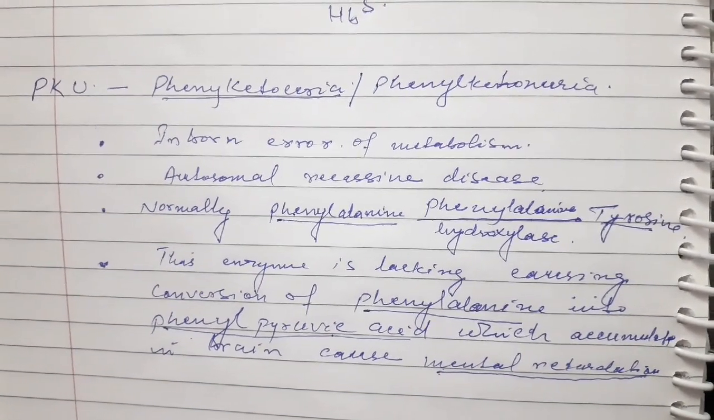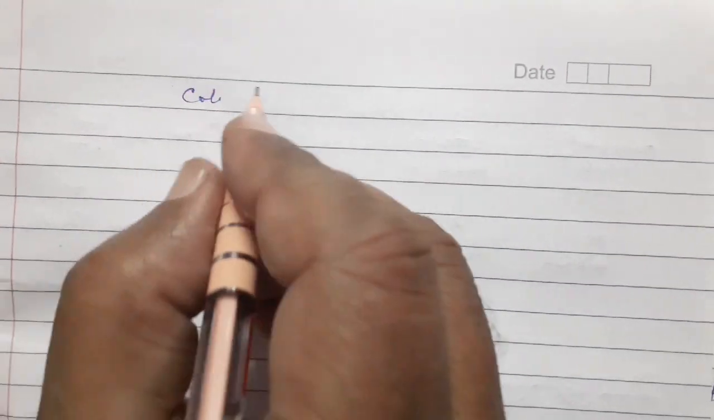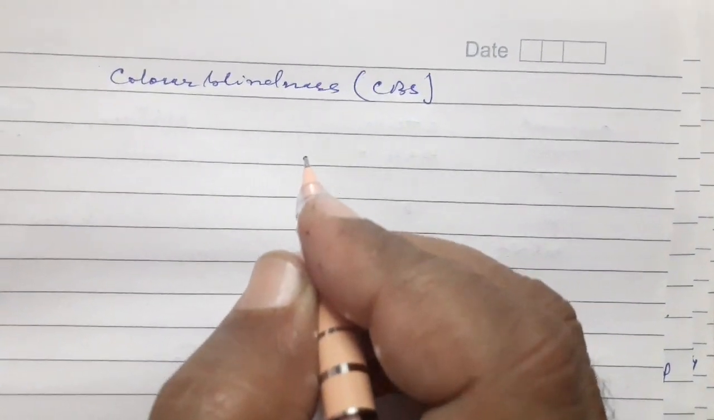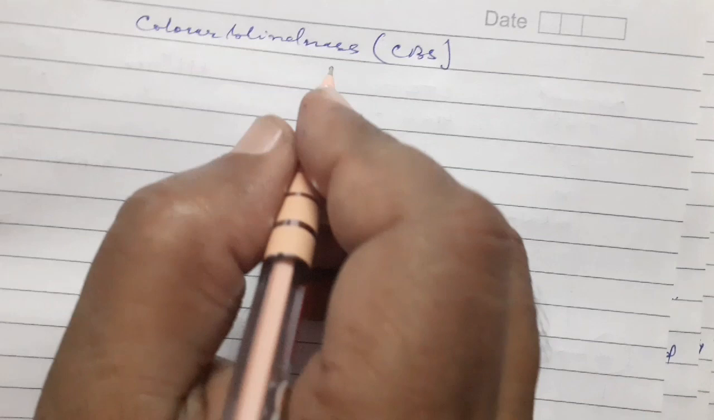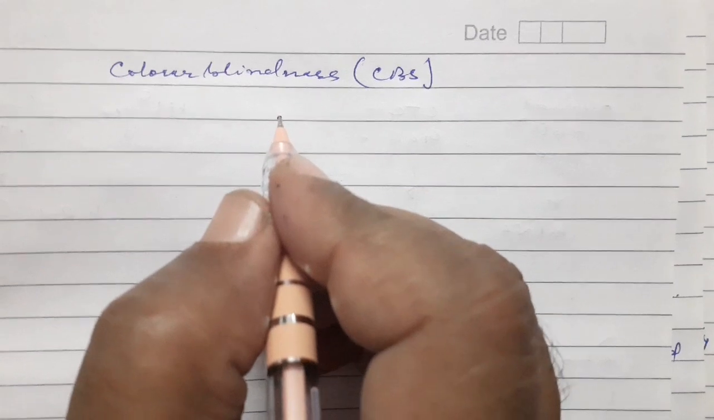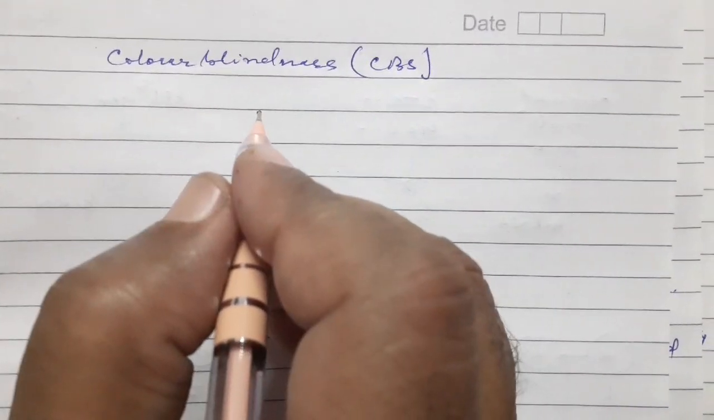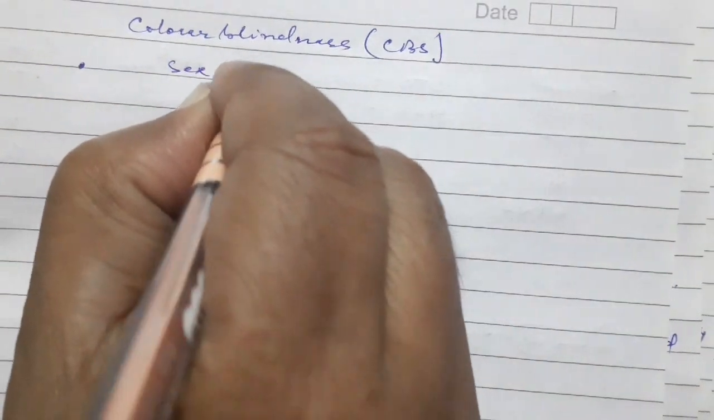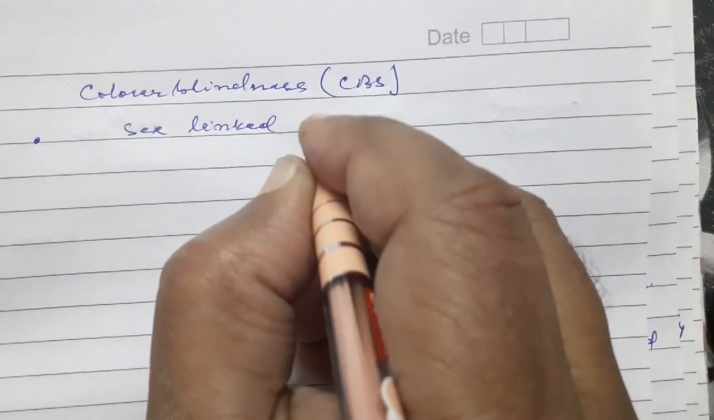The next disease is color blindness. It is simply called CBS, color blindness. As the name suggests, color blindness means people are not able to distinguish between colors. People who suffer from this disease cannot tell the difference between red and green color. It is a sex-linked recessive disease.